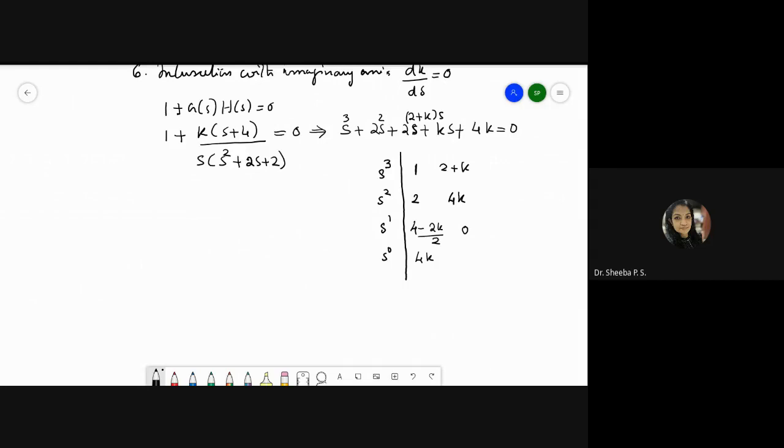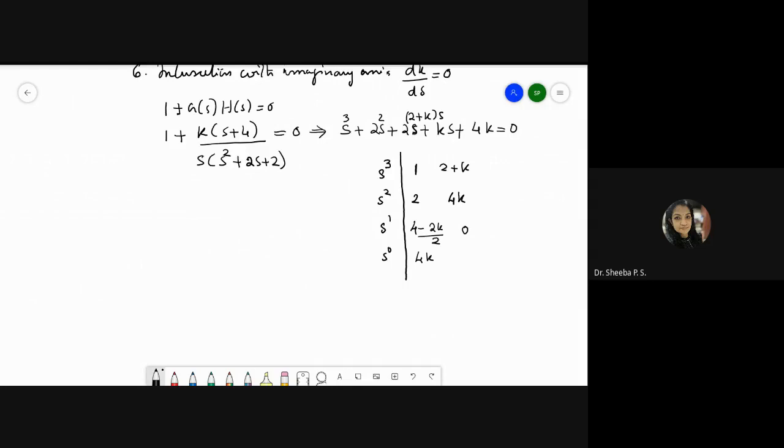Now just see here. For this one you want to find the marginal value of k, because we want to find the intersection with imaginary axis. Intersection with imaginary axis means when the root is lying on imaginary axis, that represents a marginally stable system. So for a marginally stable system, when you form the Routh array, you will get any one row with all elements 0. So here what you have to do is find a row in which all the elements become 0. Here this is not possible. So only in s raised to 1, this row we can make it 0.